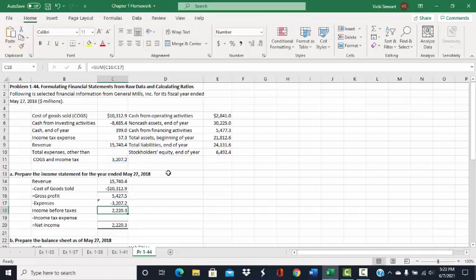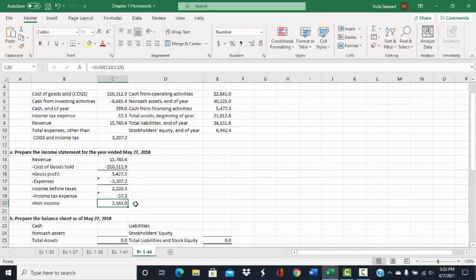And that's going to give us income before taxes. And from that, we're going to subtract the income tax expense. So we have now our net income for the year of $2,163 million. The next thing we're going to calculate is the balance sheet.